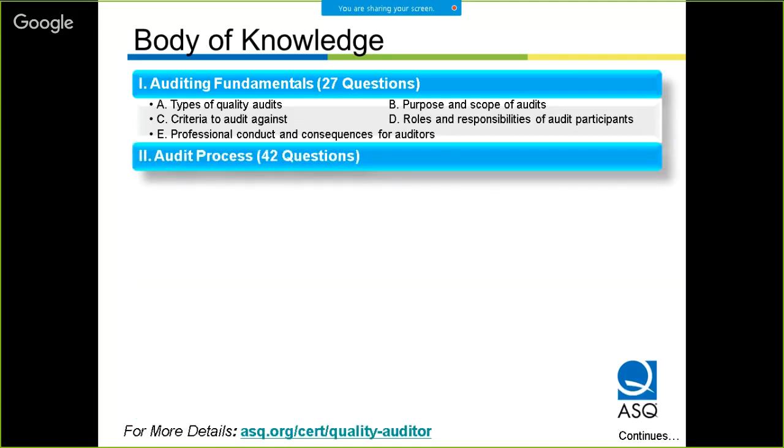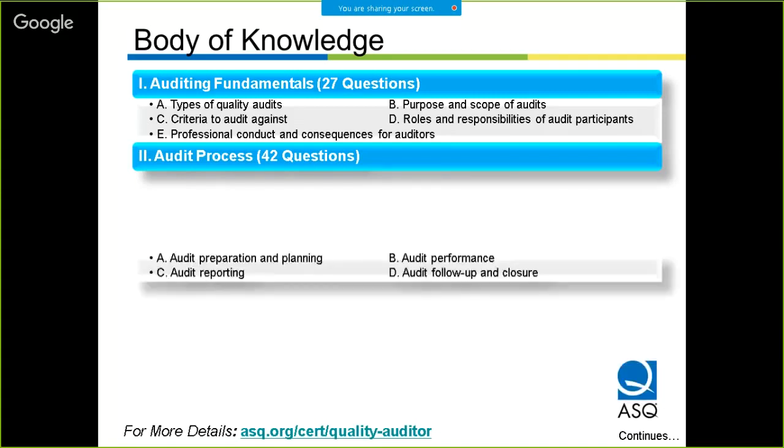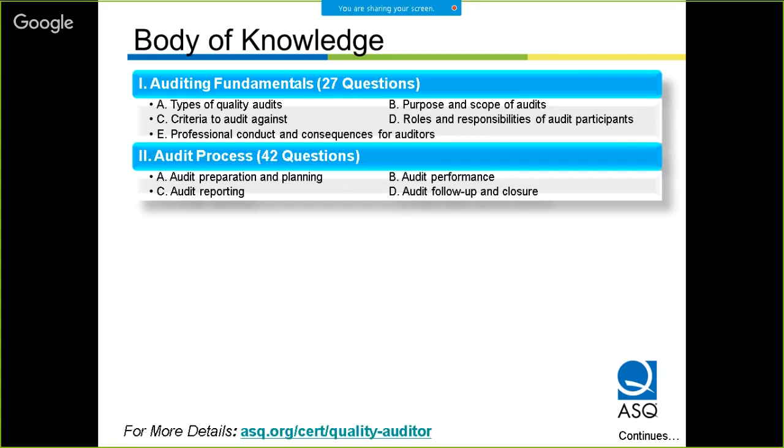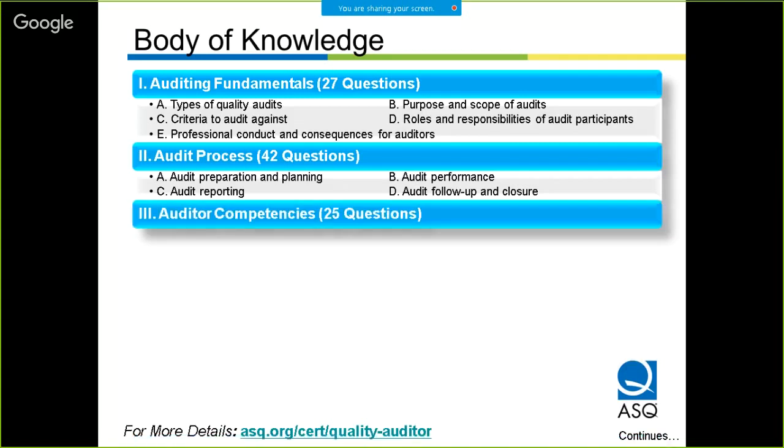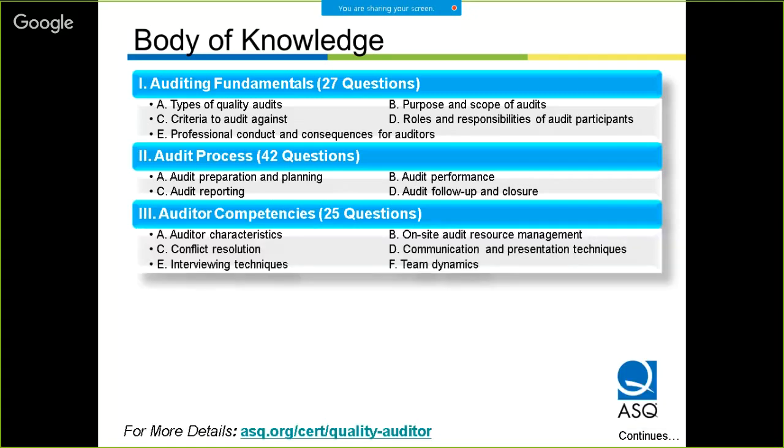The second section under the body of knowledge is audit process, which covers 42 questions in the exam. This section includes audit preparation and planning, audit performance, audit reporting, and audit follow-up and closure. Third section, auditor competencies. This section covers 25 questions in the exam, covering topics like auditor characteristics, on-site audit resource management, conflict resolution, communication and presentation techniques, interviewing techniques, and team dynamics.